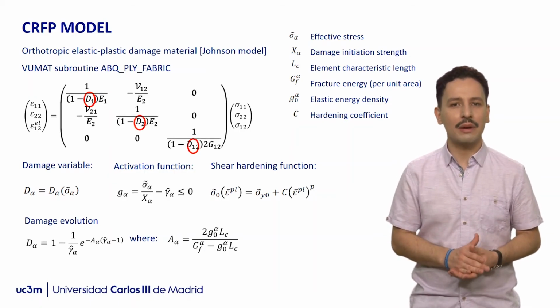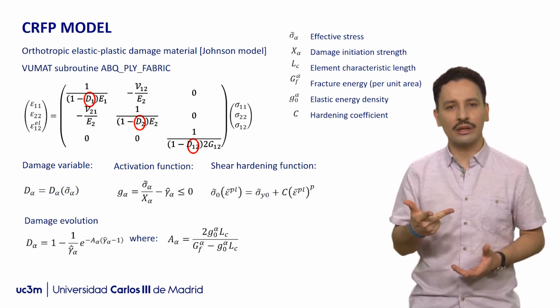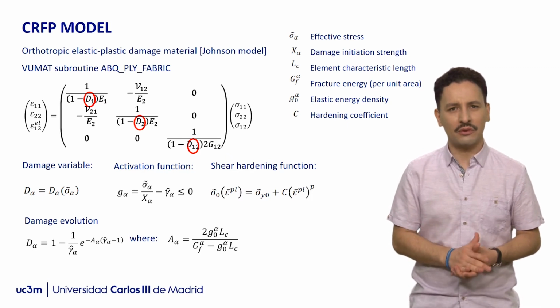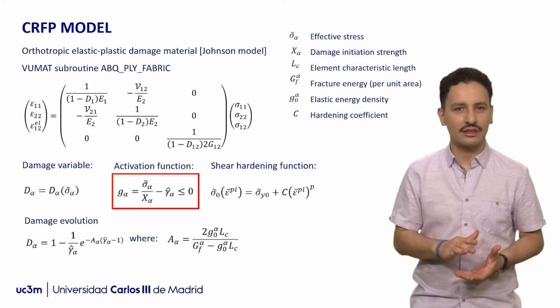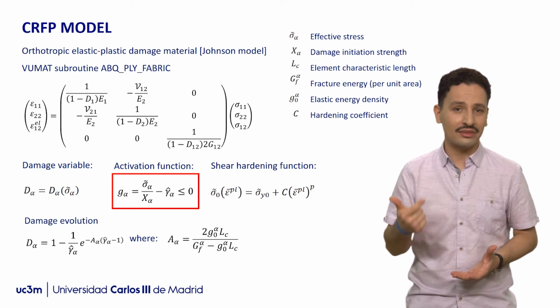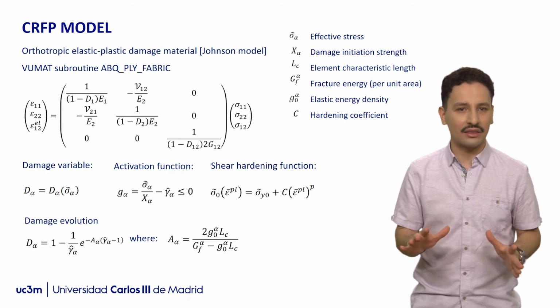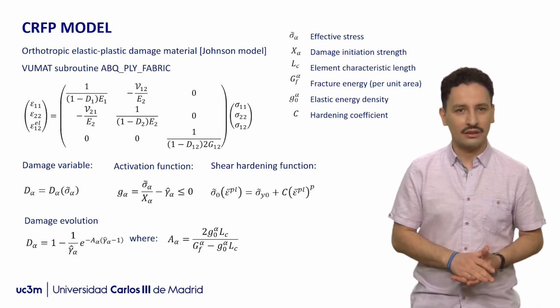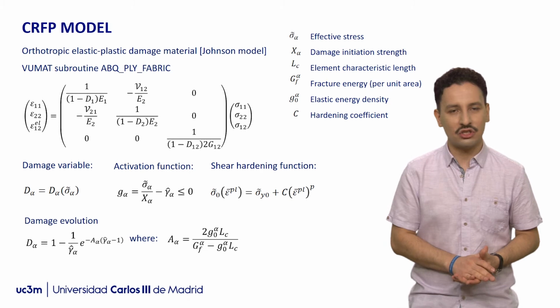The ply model has an orthotropic material that can sustain progressive damage and progressive degradation of the stiffness. This model was implemented through a built-in VUMAT subroutine, Abaqus ply fabric. Here, D1, D2, and D12 are the damage variables for the fiber fracture and matrix microcracking. The elastic domain is given by the activation function, that is a function of the ratio between the effective stress and the failure stress. The damage evolution is given in terms of the characteristic length of the mesh element LC, the fracture energy per unit area GF, and the elastic energy density at the point of damage G0.